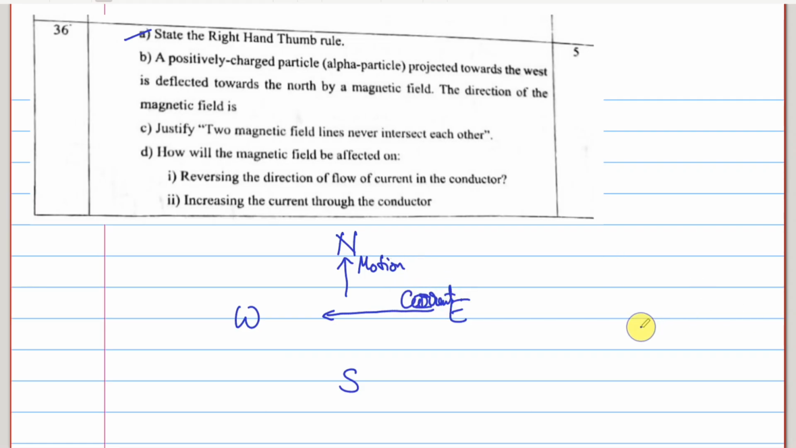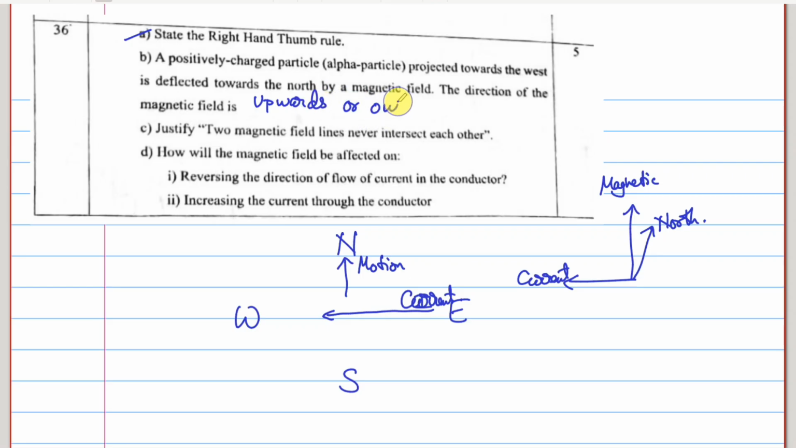So by using Fleming's left hand rule, if current is towards west and deflection is towards north, that means the magnetic field must be in upward direction. Magnetic field will be in upward direction. The direction of magnetic field is directed upwards, or out of the paper.